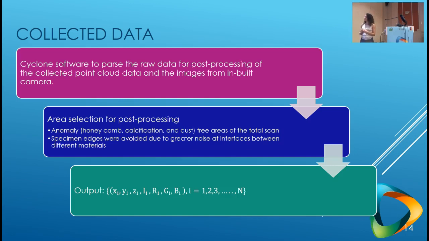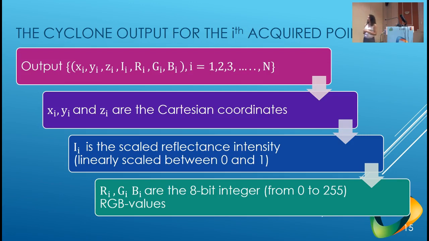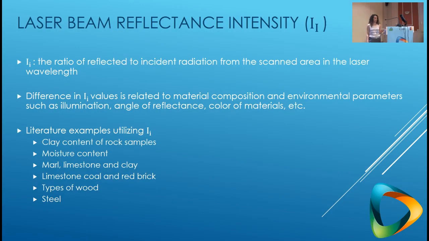And our output is given here: X, Y, Z, I, R, G, B, for each acquired point. The output includes X, Y, Z Cartesian coordinates. The I is the scaled reflectance intensity, we call it II, and I will call it I from now on, which is linearly scaled between 0 to 1 within the scanner. And then we use RGB, which is an 8-bit integer from 0 to 255.